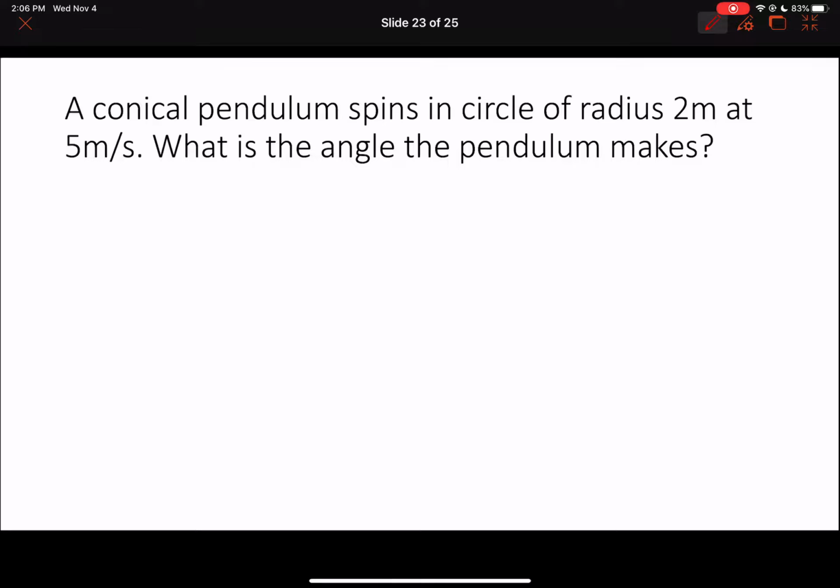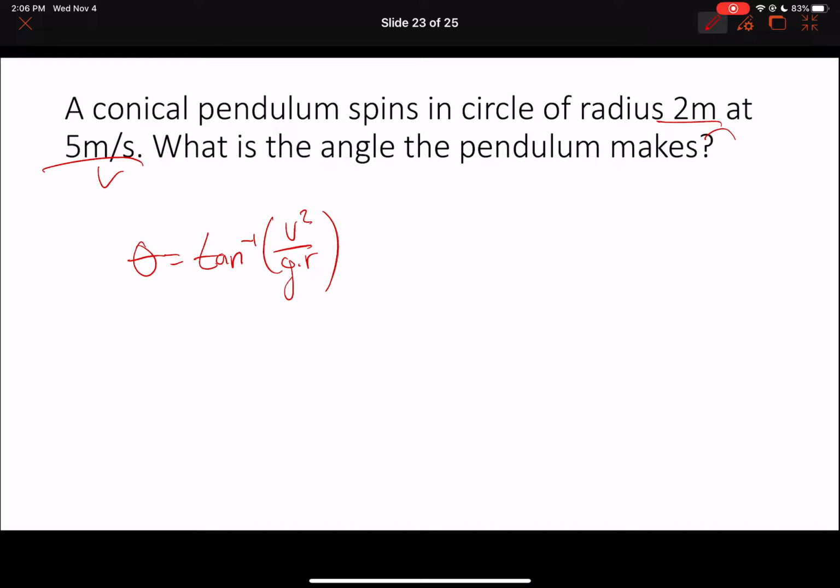All right, so let's say we have a conical pendulum spinning in a circle of radius 2 at 5 meters per second. I want to find the angle it makes. Last time we practiced finding the normal force, so in this case I want you to use the angle equation. The angle equation is inverse tangent of v squared over g times r. Look, we have v and we have r. And guess what? We don't need the mass. It turns out it doesn't matter what your mass is.